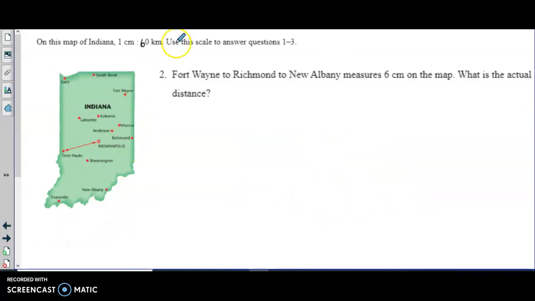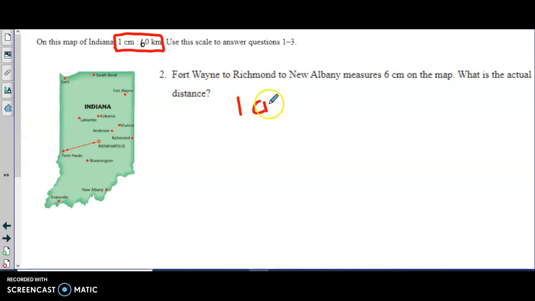Let's look at the next one. I'm still using this made-up value of 1 centimeter to 60 kilometers. That's not what it is in Connexus, so make sure you're careful that you use your actual numbers. It says Fort Wayne to Richmond to New Albany measures 6 centimeters on the map. What is the actual distance?